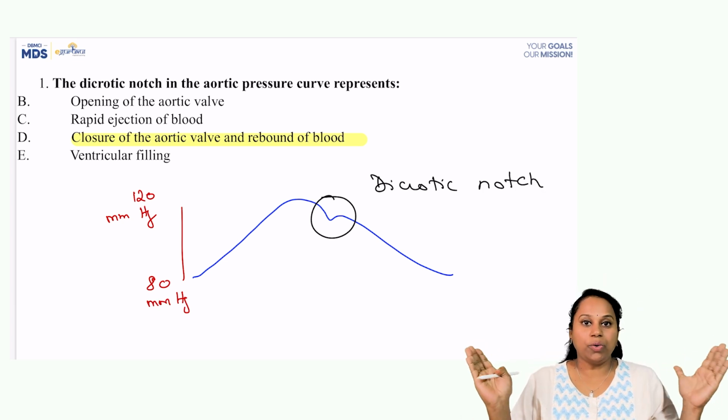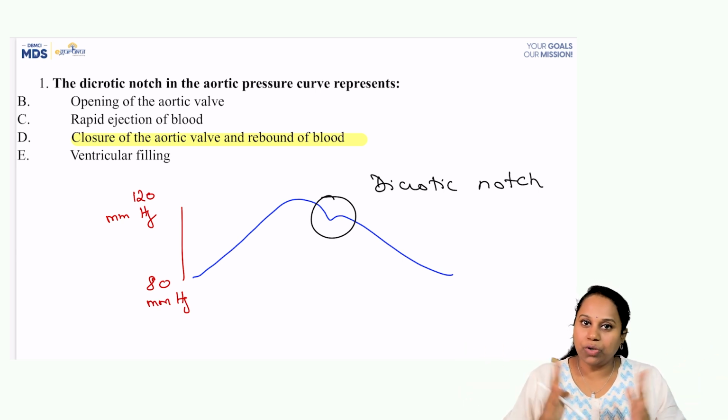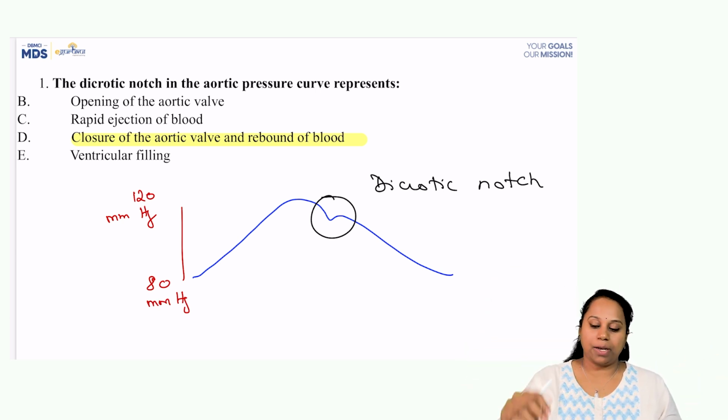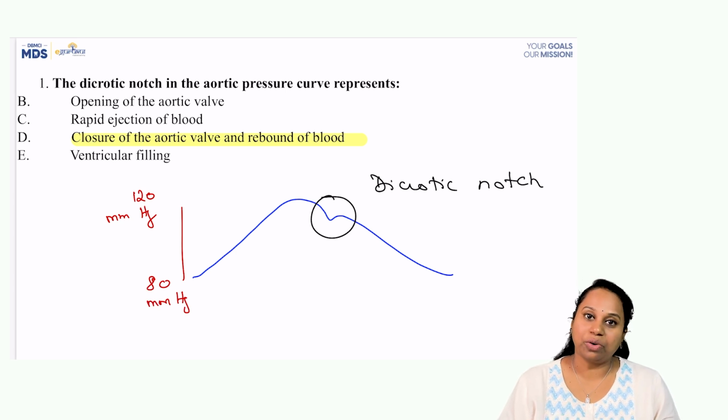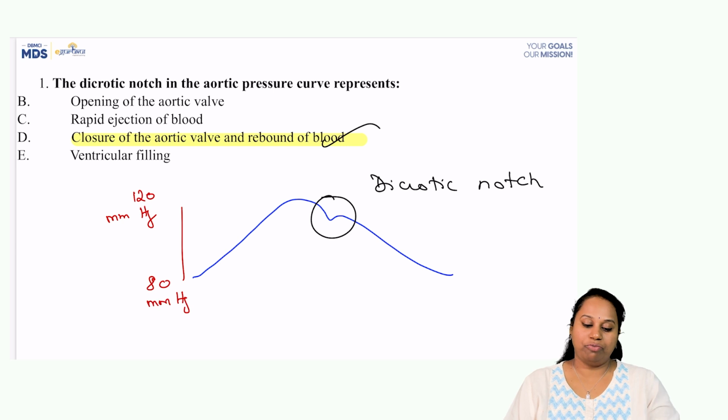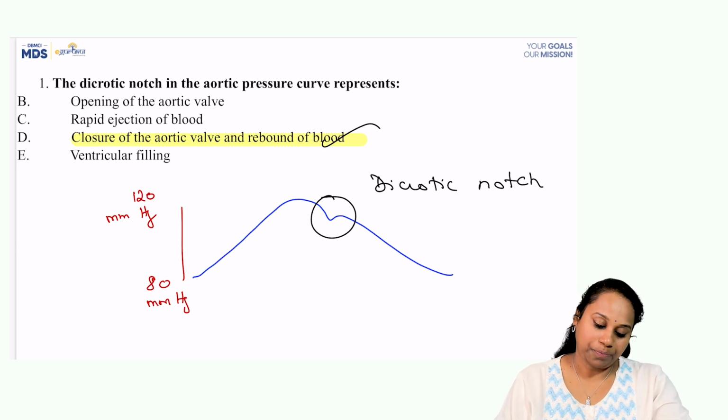Whenever the aortic valve closes, the shutting of this aortic valve and rebound of the blood causes a small disturbance there. That is responsible for the dichrotic notch. So closure of aortic valve and rebound of blood, that would be the right answer.